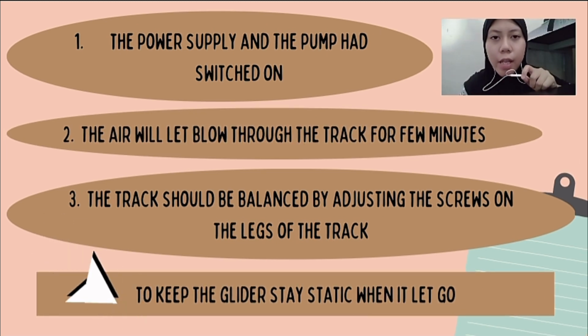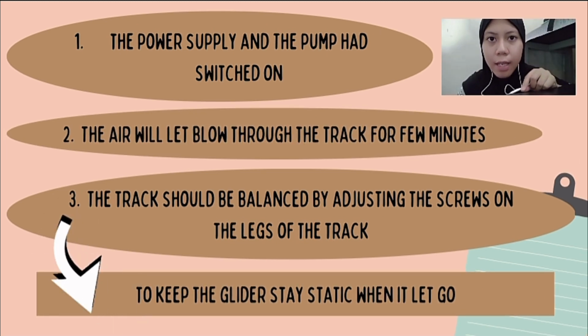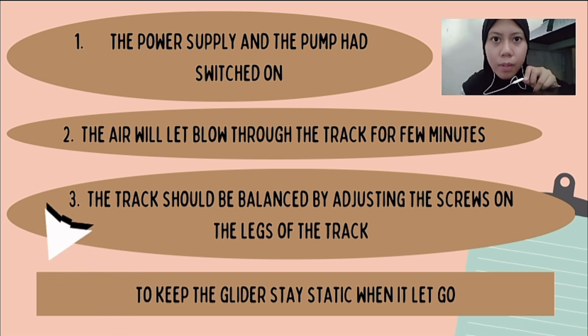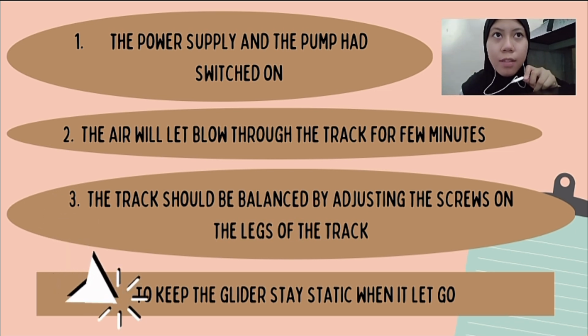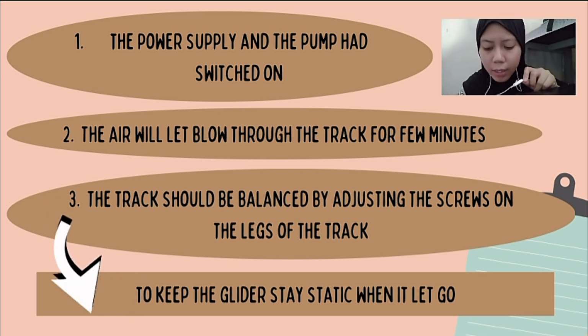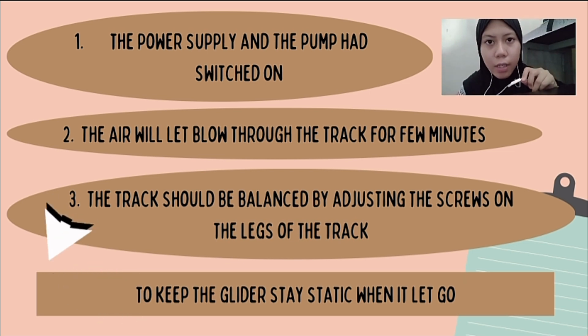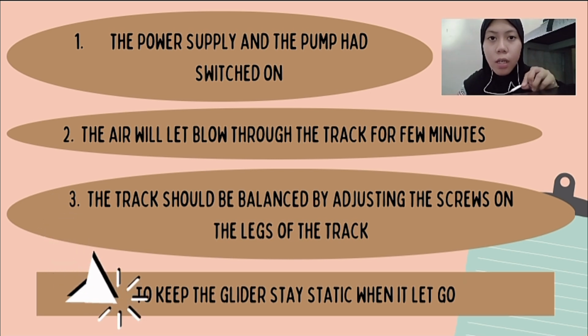As the apparatus has been installed as a full set, on the linear track we will start with the power supply and the pump. We switch on both, and then the air of the linear track will blow for a few minutes through the track. The track should be balanced by adjusting the screws on the legs of the track. We want the glider to stay static when we let go. Then we switch on the pump so the air blower will let the glider move.